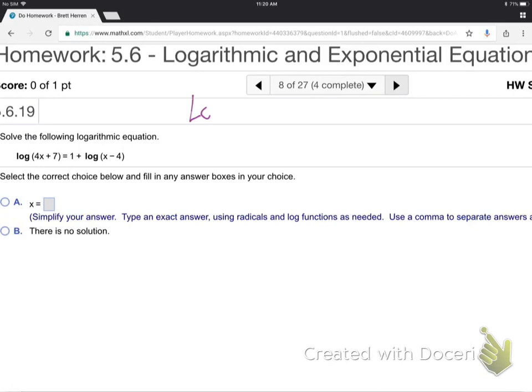All right. So log 4x plus 7 is 1 plus log x minus 4. All right, try that one. You want to get those logs on the same side, huh? Let's get those logs on the same side. Give me a minute. Try this.